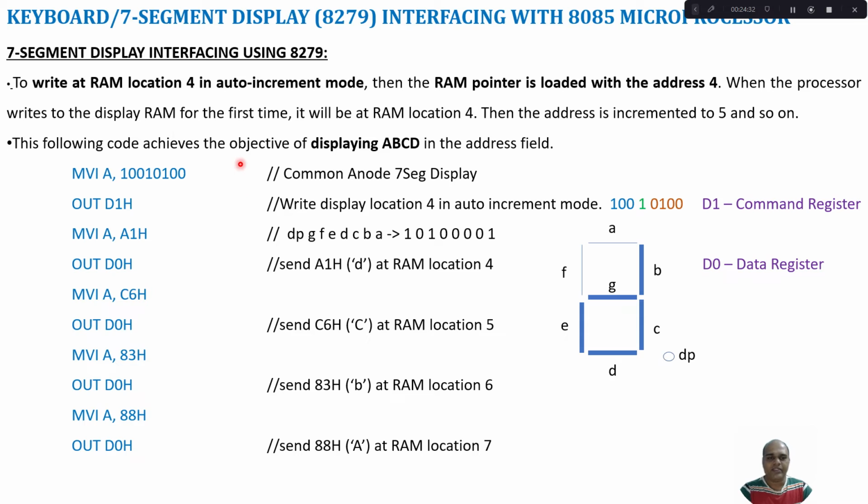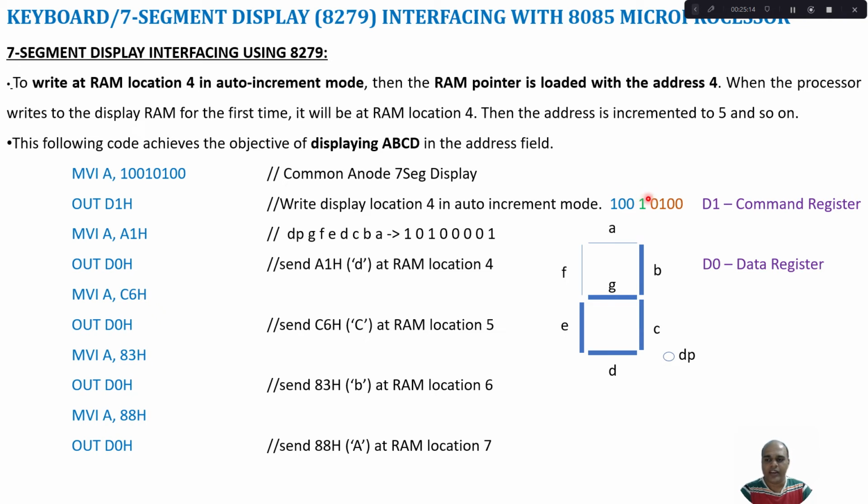Let us take a simple example. The CPU needs to write at RAM location 4 in auto increment mode. So the RAM pointer is loaded with address 4. First it is going to write data onto address 4, then the address will automatically get incremented to 5, and then it can put the next data. Now we will see how to write a program for displaying ABCD on the 7-segment display. So first we take these 8 bits: 100 represents write to display RAM.